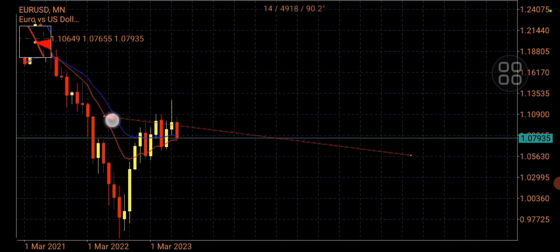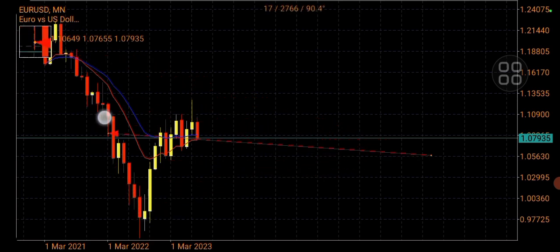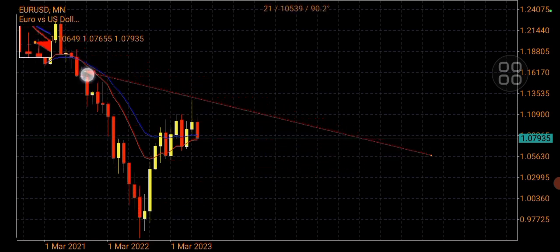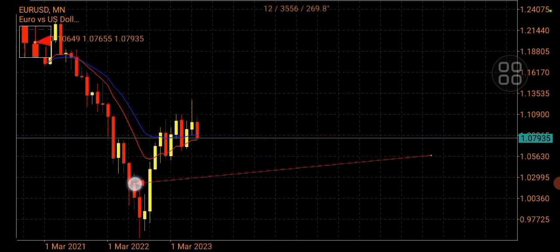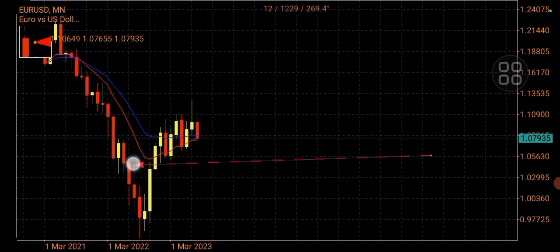on a monthly time frame, I think on a monthly time frame, look at it. Here it is on a downtrend. On a monthly candlestick pattern, here is a downtrend, as you can see.